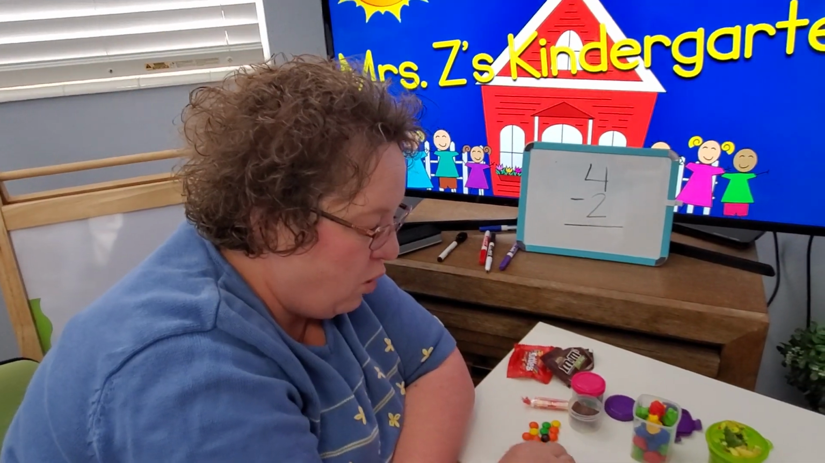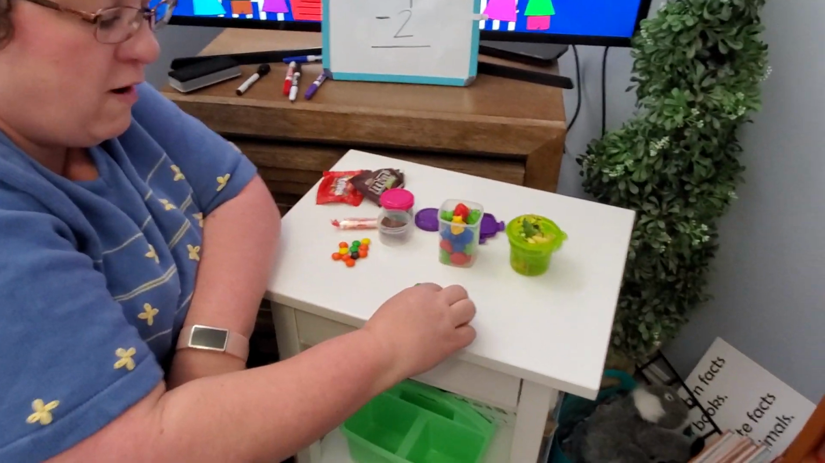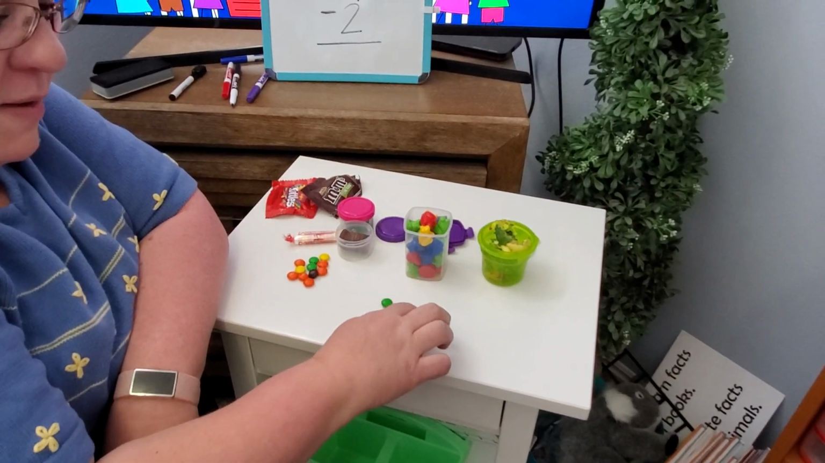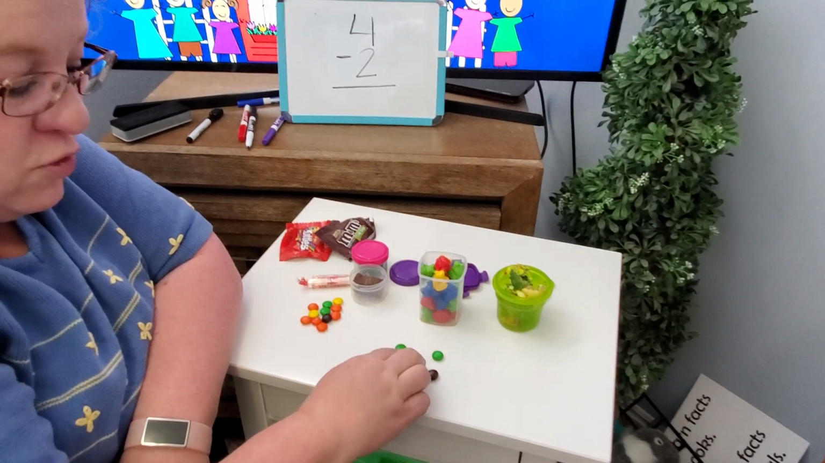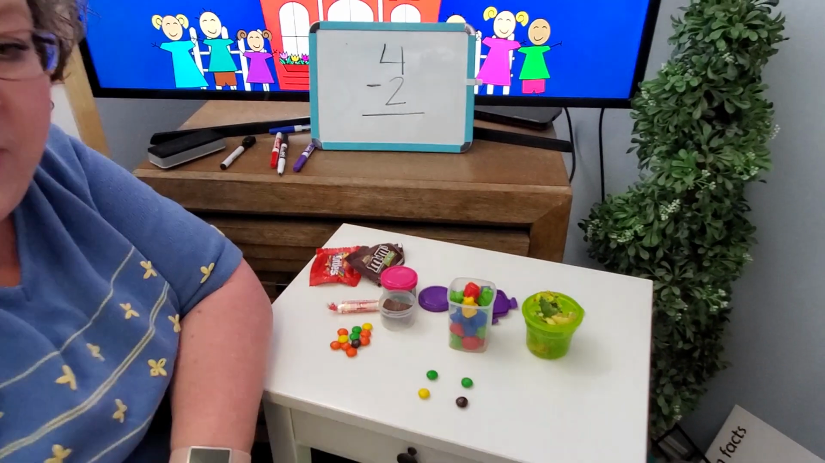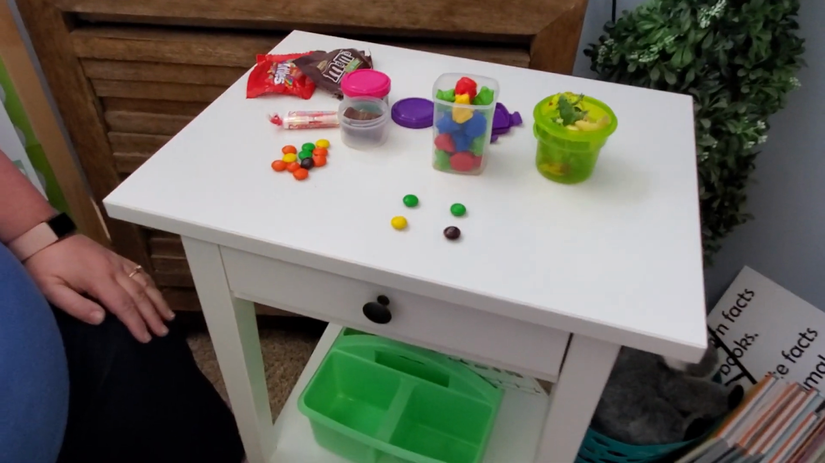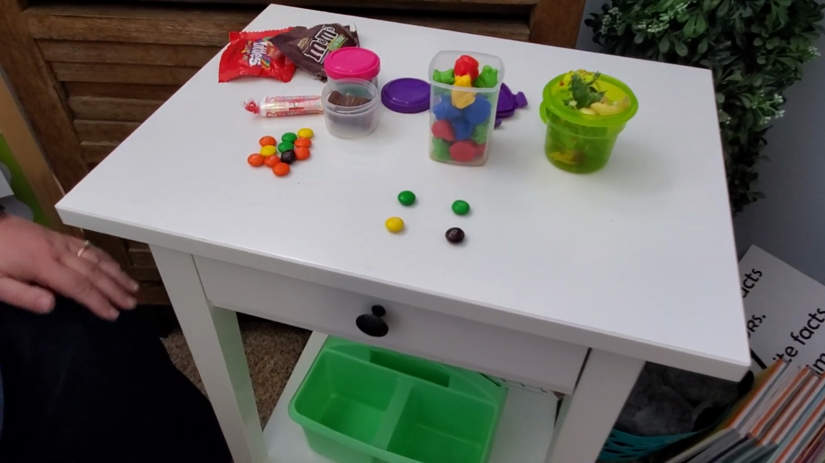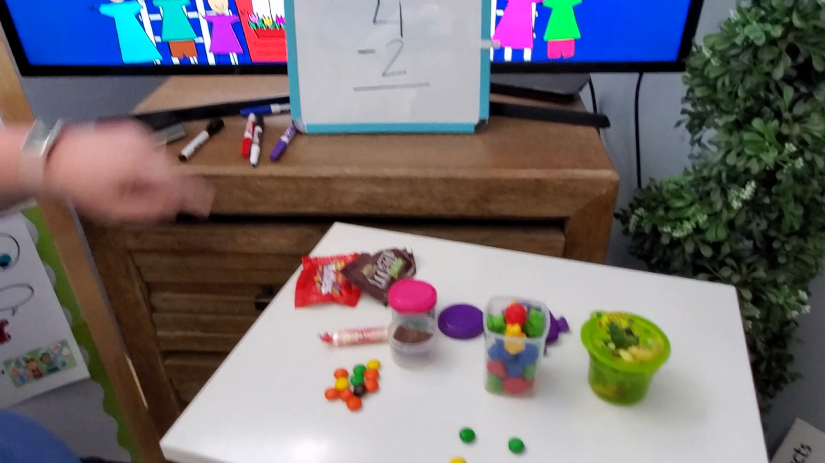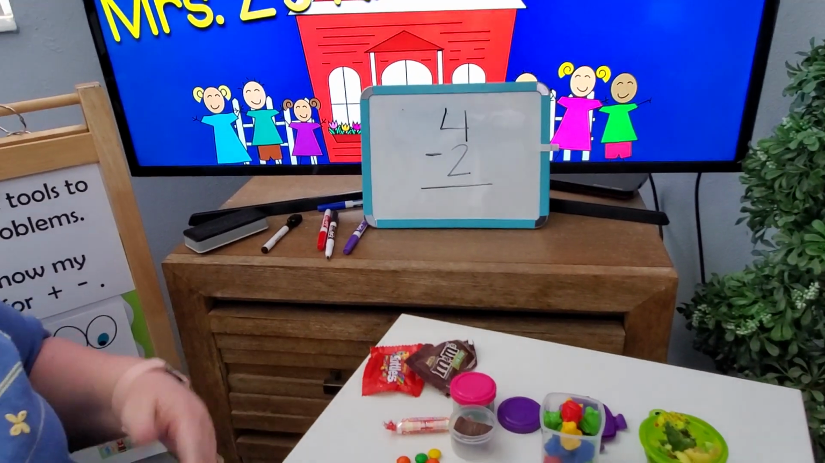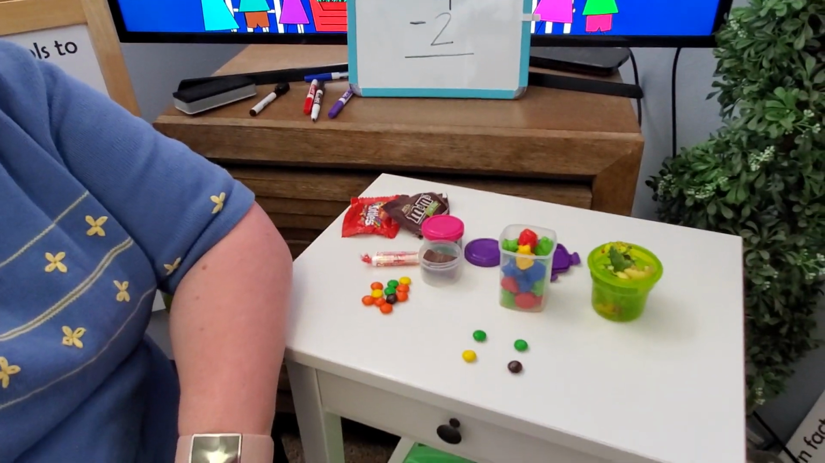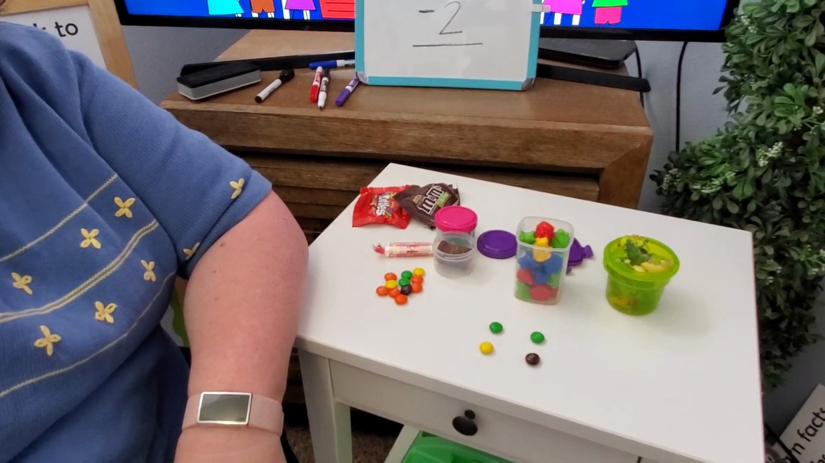And here I am. I'm going to pull out 4 of these M&Ms. See how I pulled out 4 of them? You can see looking really quick that I have 4 M&Ms, okay? Now, in the story it said that a monster was going to come and eat 2 of them.